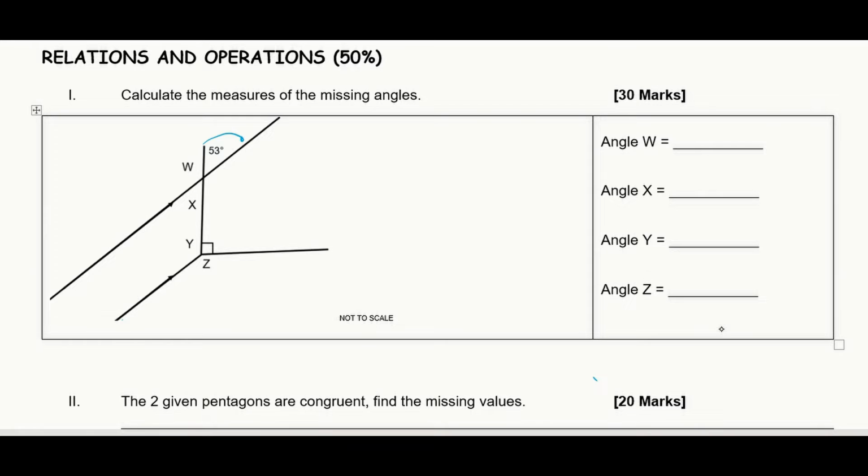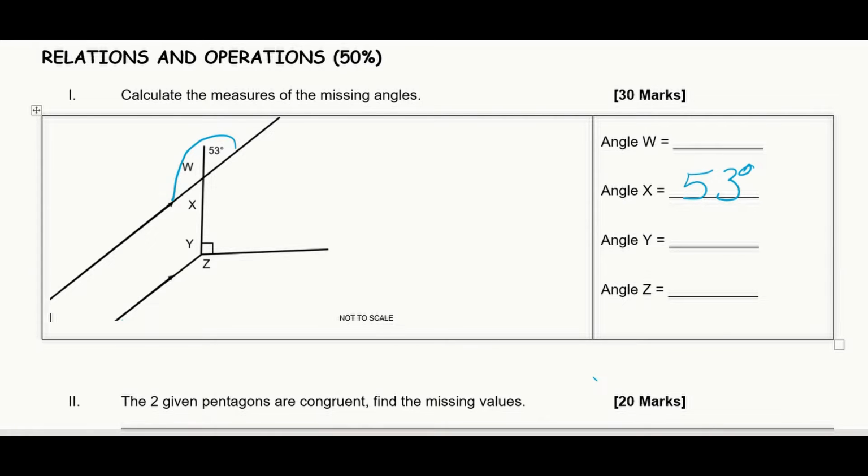53 degrees, that angle is vertically opposite to x. It means x is 53 degrees. Why? Because they are opposite, because they are vertical angles. Intersecting lines form vertical angles which are congruent. Remember that. Now, we say, okay, besides that, 53 and W are adjacent angles.